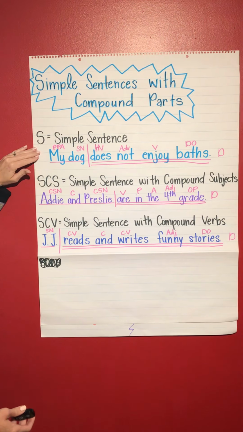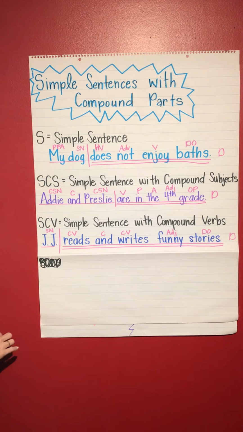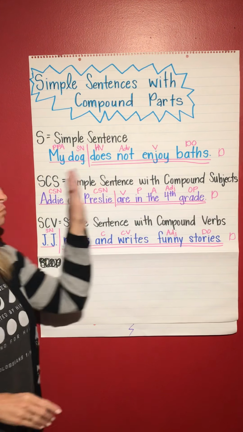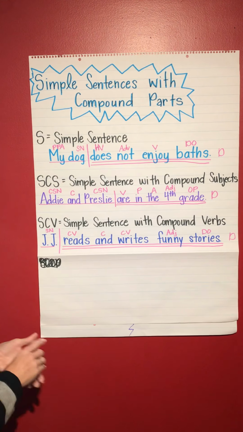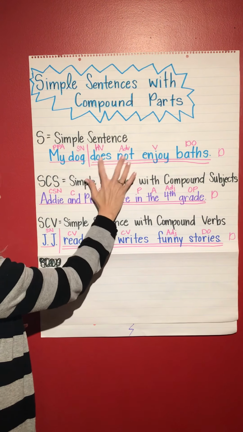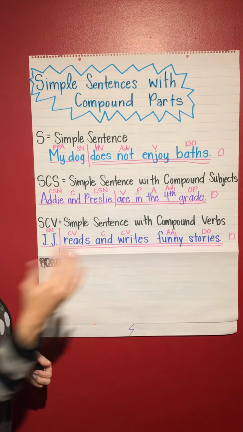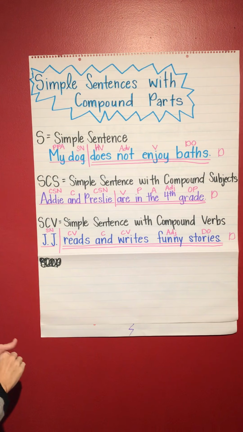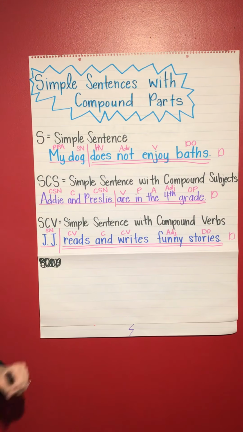S is for simple sentence. My dog does not enjoy baths. I went ahead and classified this sentence. I didn't put the sentence pattern over here because I forgot to leave room. But there's one subject noun, which is dog, and there is a helping verb here, does enjoy, and then not is an adverb. You'll learn about those later, and you'll also learn about direct objects later. But I wanted you to see that there's one subject and one verb, and that is a simple sentence.